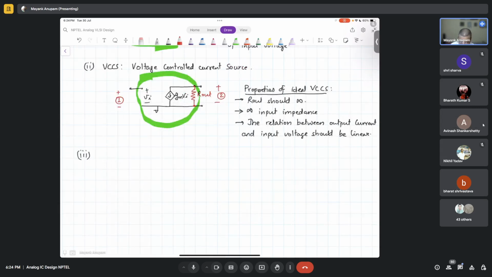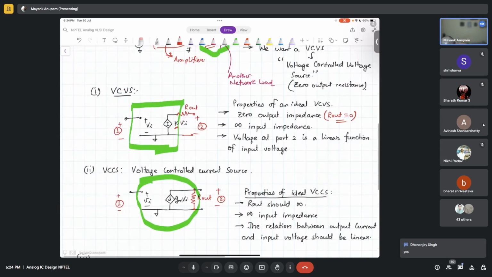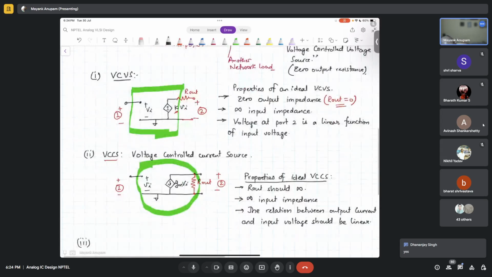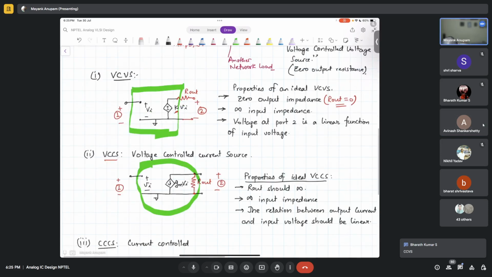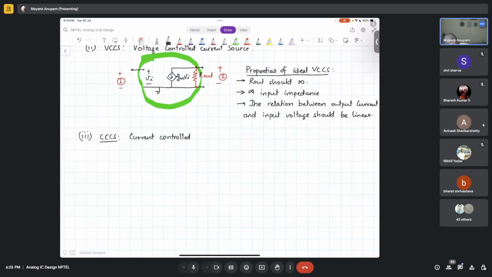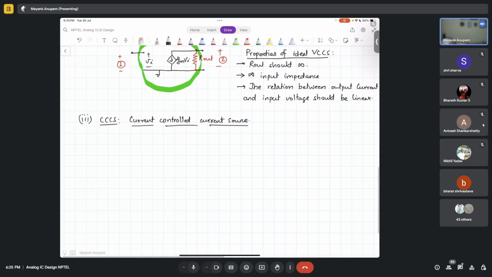Fine. So, what are the other sources here? We talked about VCCS, VCVS. So, what are the other sources? Yes, CCCS. Good. CCCS. So, what does it stand for? Current controlled. VCCS we have already discussed, right? Now it's time to discuss current controlled current source. Good. So again, how will the block level diagram of this one be?